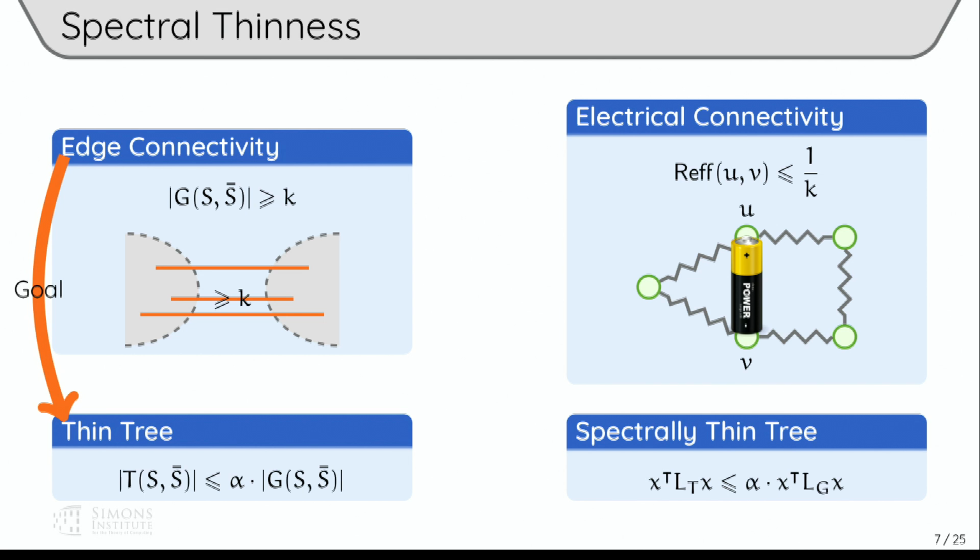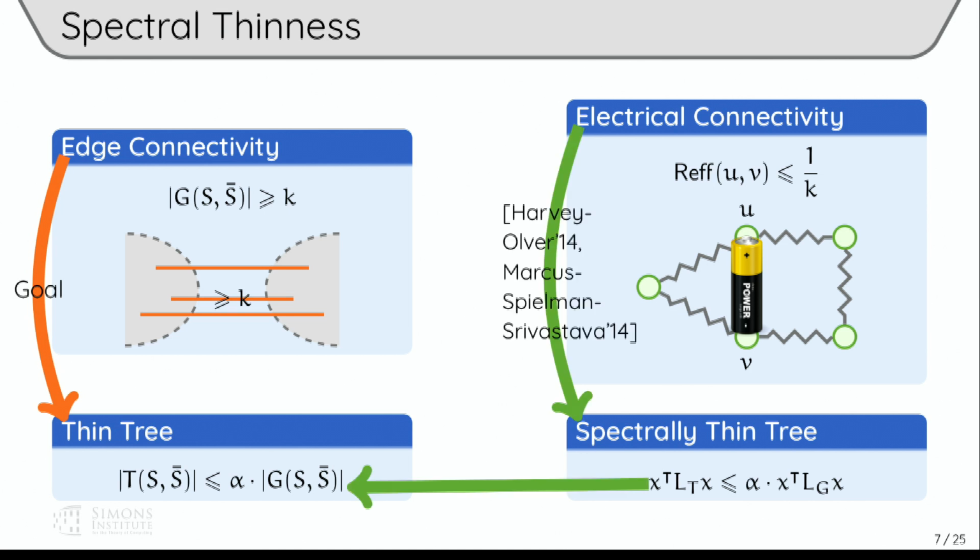It turns out that electric current is some sort of a flow. I'll get to that a little later, but basically the necessary condition now becomes that the effective resistance between the two sides of every edge is bounded by 1 over k. This is actually a stronger condition than k-edge connectivity. So if you have the electrical connectivity, you also get edge connectivity. And then the spectral equivalent of thin trees is spectrally thin trees. So you want a tree whose Laplacian is thin.